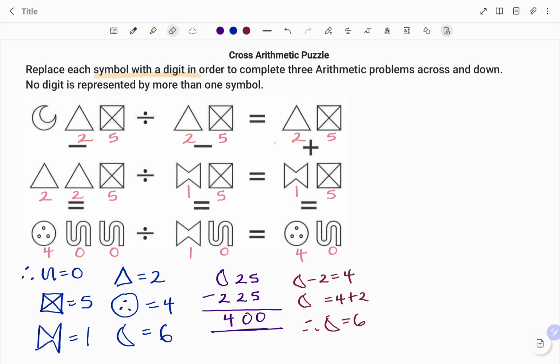And if you look at the sum, with the moon shape as 6, 625 minus 225 is 400. And if you look at the other sums, 625 divided by 25 is 25. 225 divided by 15 is 15. I have 400 divided by 10, that's 40.